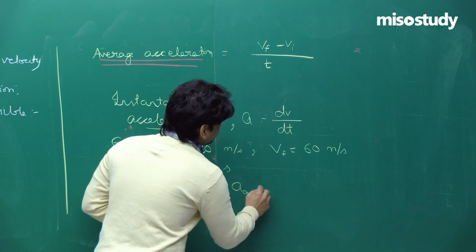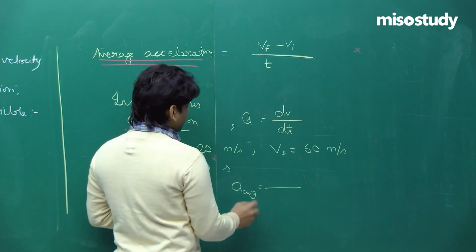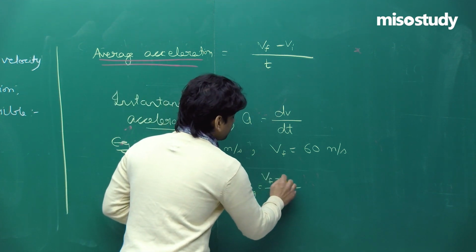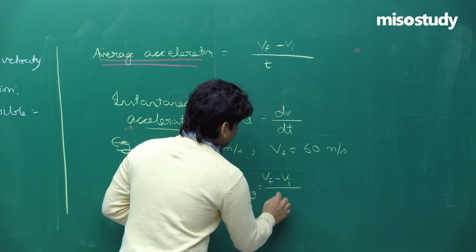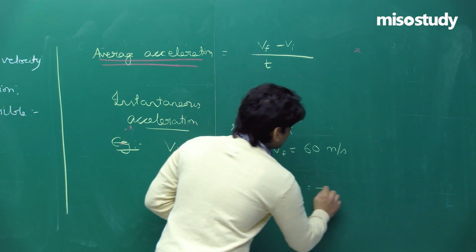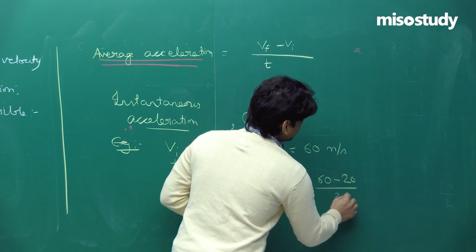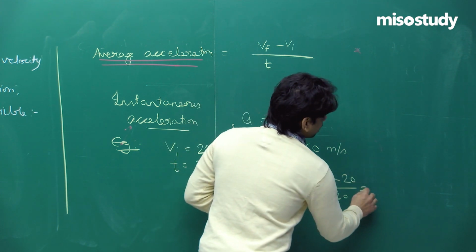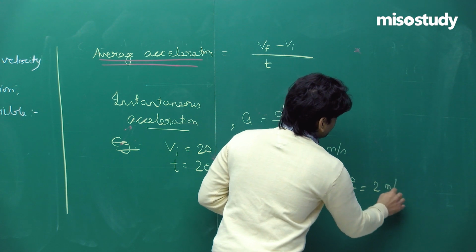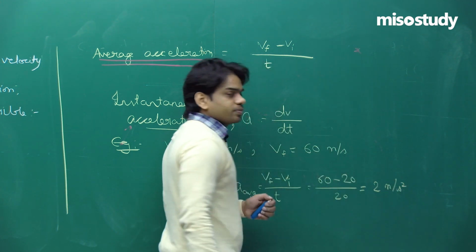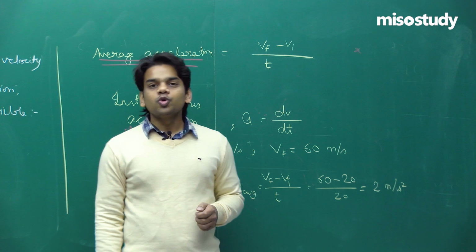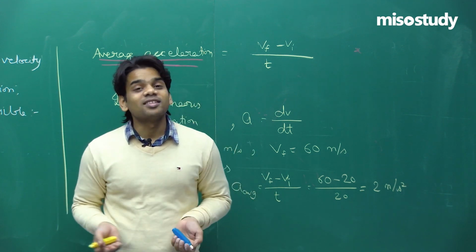Average acceleration is equal to change in velocity, v final minus v initial, upon total time taken, that is 20. So this will come out to be 60 minus 20 upon 20, that is 40 by 20. This will come out to be 2 meter per square second. So we got that a is equal to 2 meter per square second. Remember, this is the average acceleration.